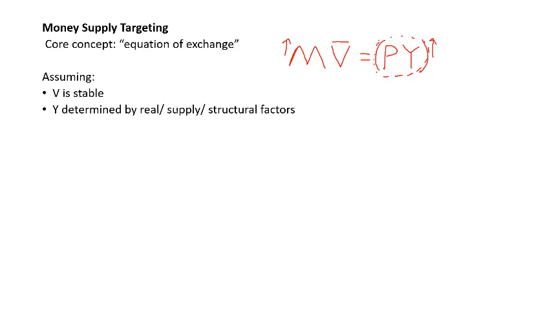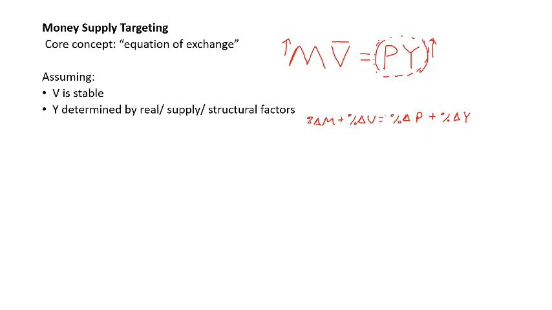Y, real output, if it's determined by real factors in the economy, or you might refer to those as supply side factors or structural factors, it's going to be growing at some constant rate. And a better way to break down the equation might be to think about the rates of change. So we'd think about the delta M, the percent change. I'll write it down like this: percent delta M plus percent delta V equals percent delta P, which of course is the inflation rate, plus percent delta Y.